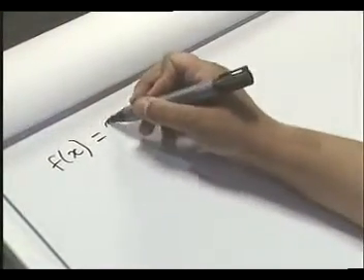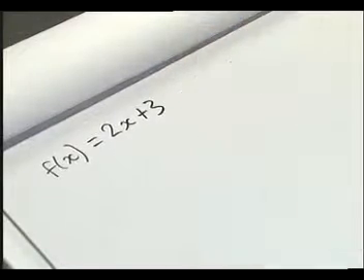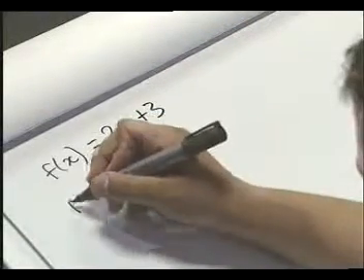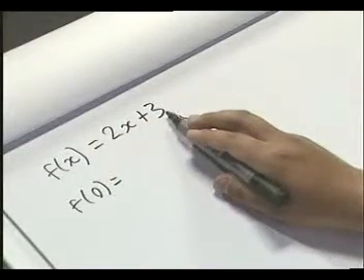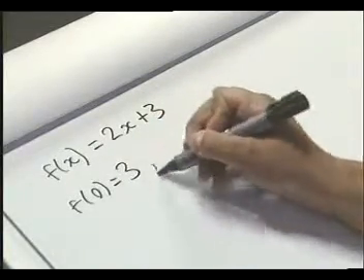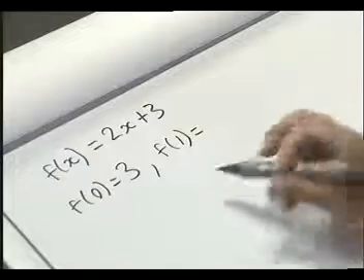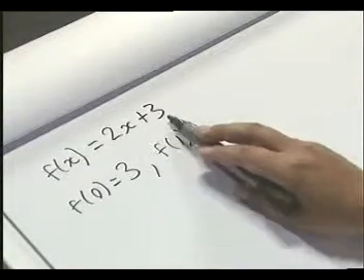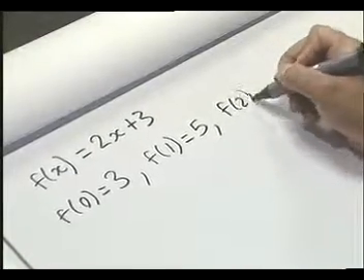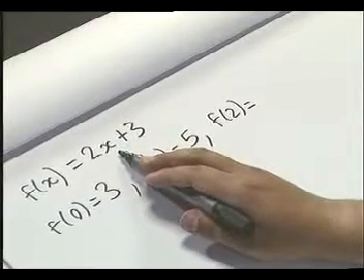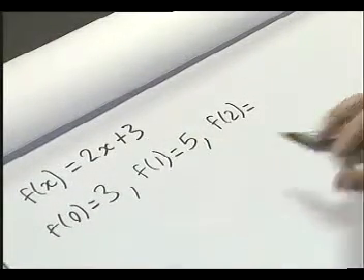Well, as always, a good place to start is by actually looking at a few examples. So let's consider the example f of x equals 2x plus 3. F of 0 here would be 2 times 0 plus 3, which is 0 plus 3, which is just 3. F of 1 is 2 times 1, which gives me 2, plus 3, which gives me 5. And f of 2 gives me 2 times 2, which is 4, plus 3, which gives me 7.